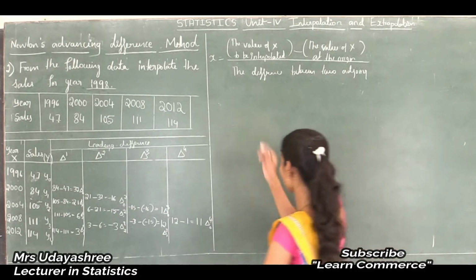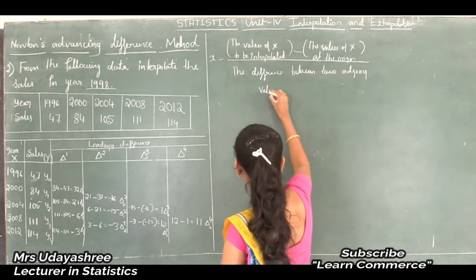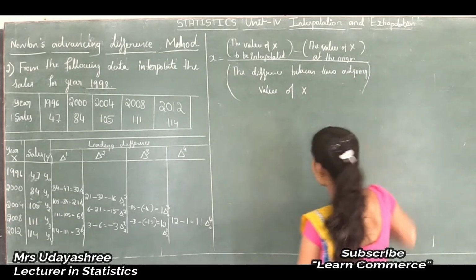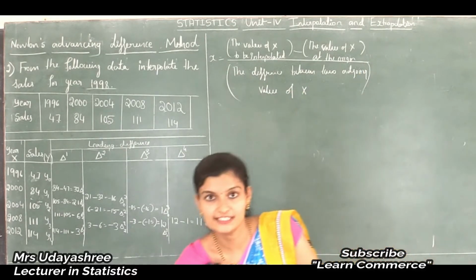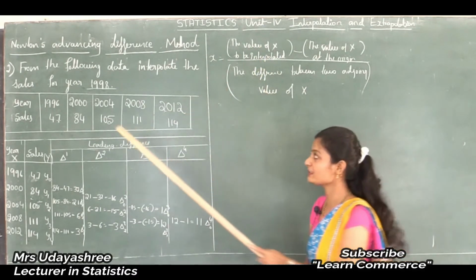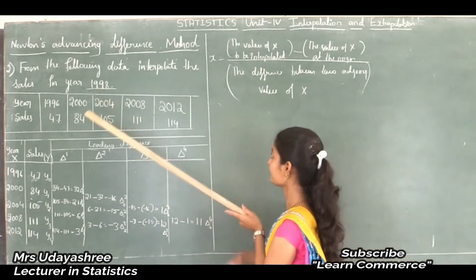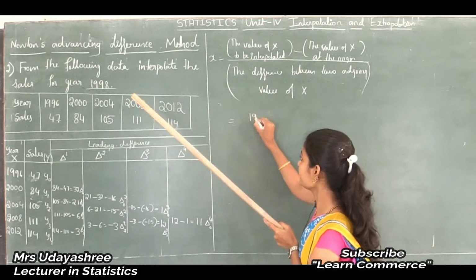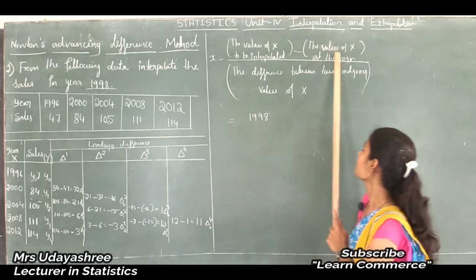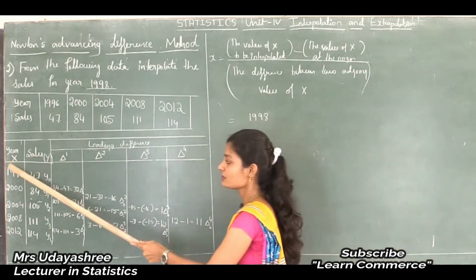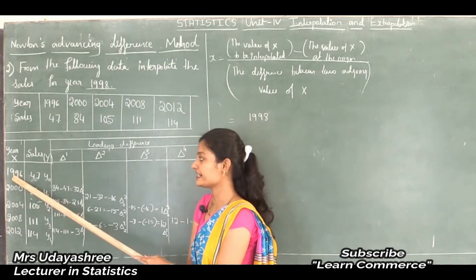Adjoining value of x. See here in this problem, the value of x to be interpolated is 1998, so in the place of this I will substitute 1998. Next, the value of x at the origin. These are the x values, so here the origin value is 1996.